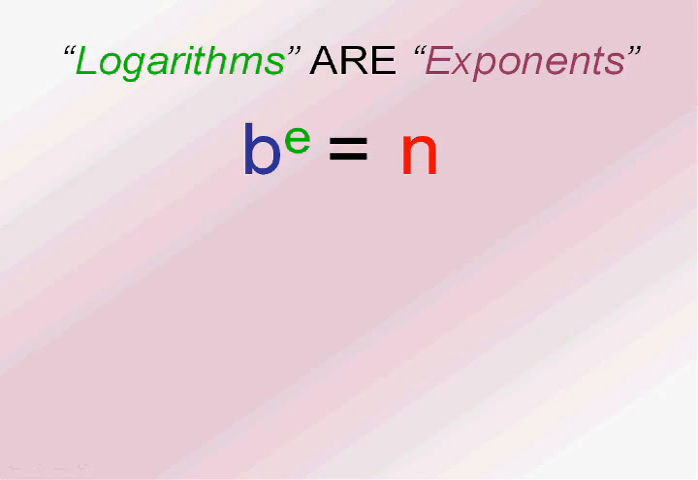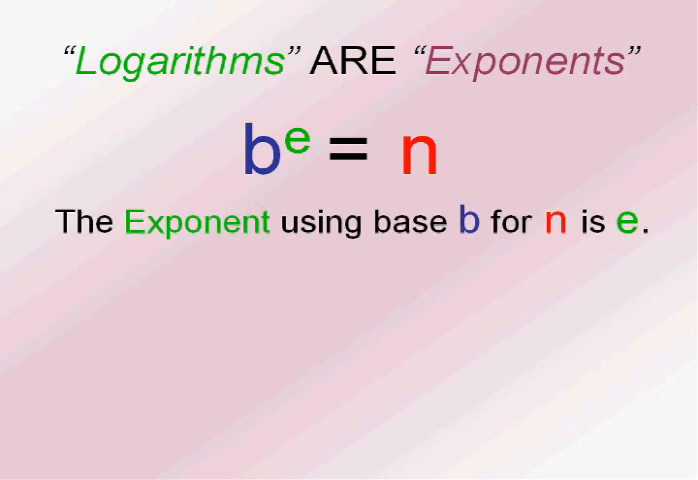Logarithms, sounds like a fancy word, doesn't it? Logarithms are just exponents. Means the same thing. We could say here, the exponent using base b for number n is e, couldn't we? Let's look at it again. The exponent using base b for the number n is e.